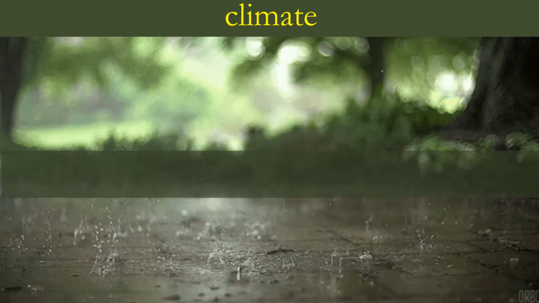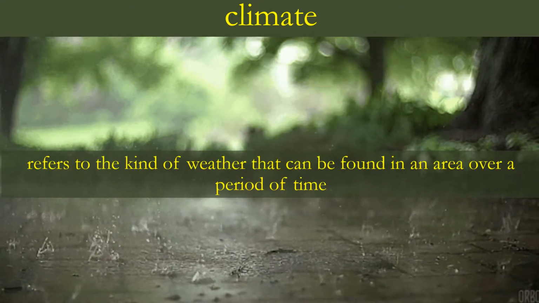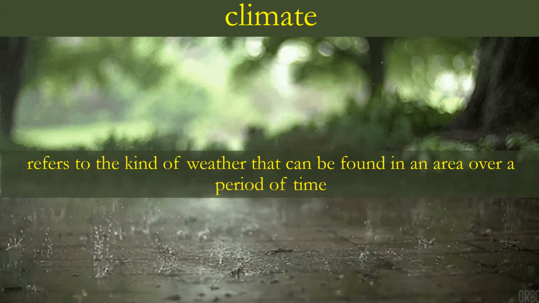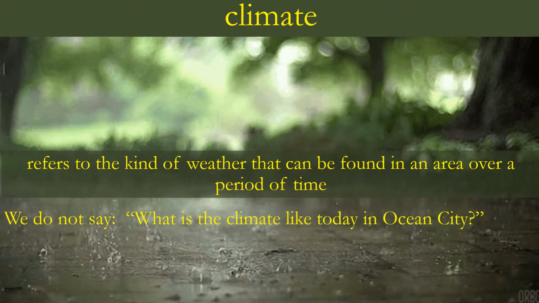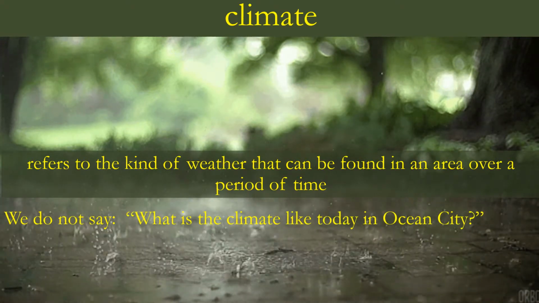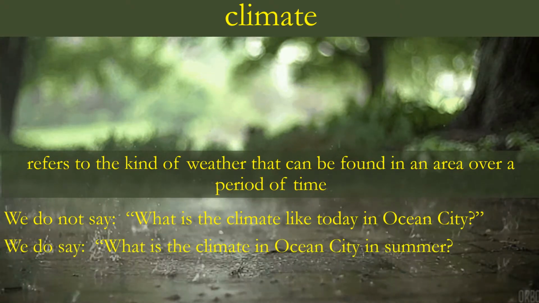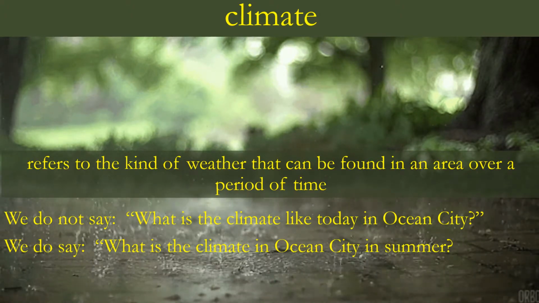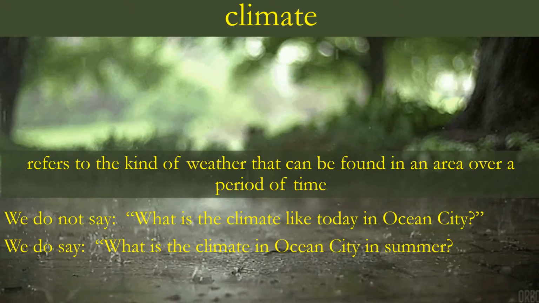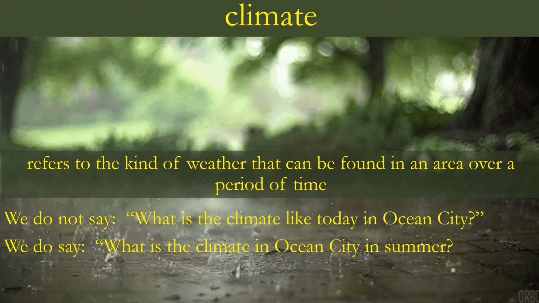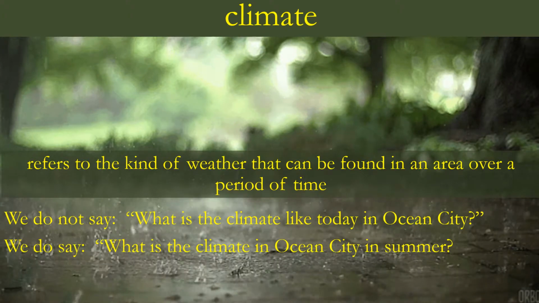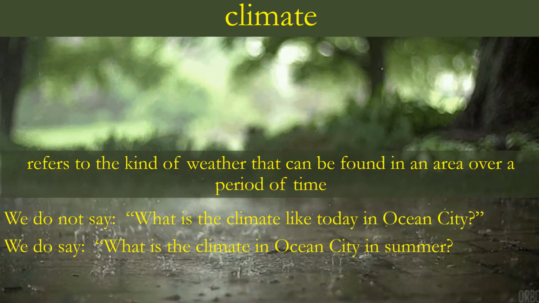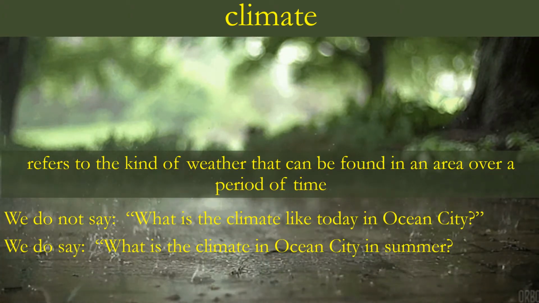Remember, we talked about climate. It refers to the kind of weather that can be found in an area over a period of time. So we could never say, what is the climate like today in Ocean City? But we could say, what is the climate in Ocean City in summer? Okay, because we're talking about a period of time. We could say, what is the weather today in Ocean City? Okay, so weather is basically what we have for one day. Climate is what we can expect for a period of time.